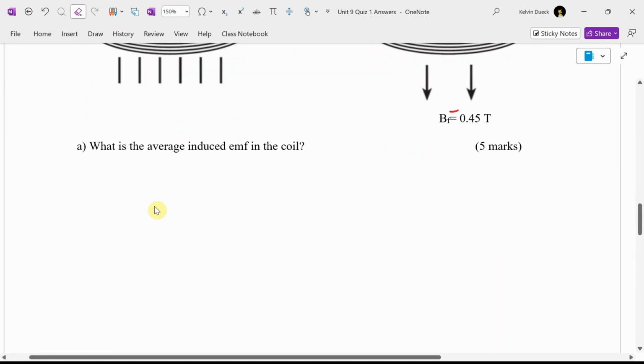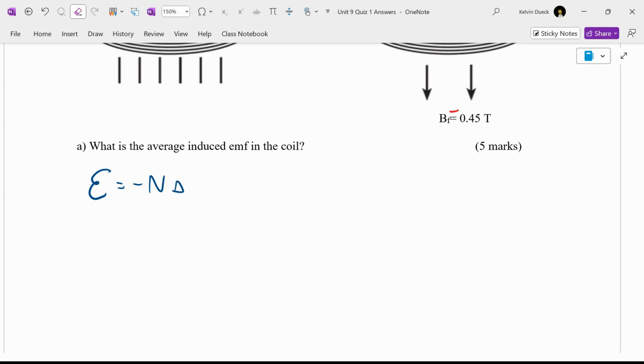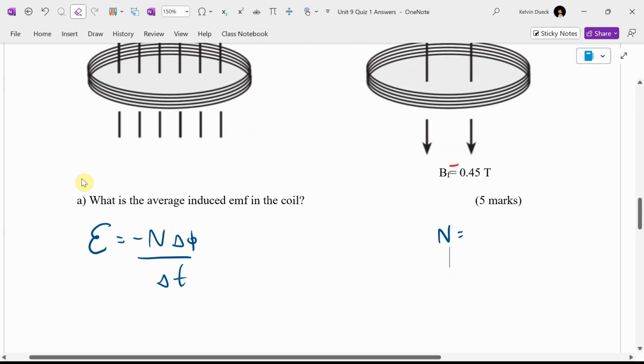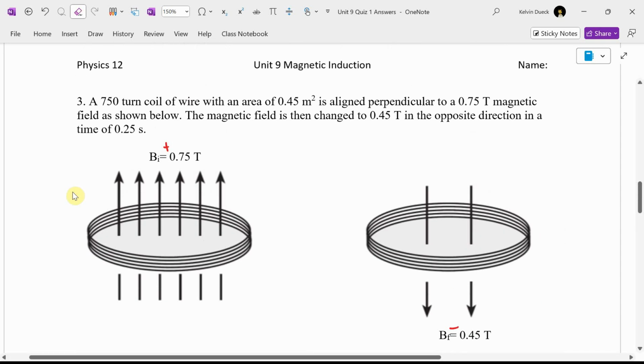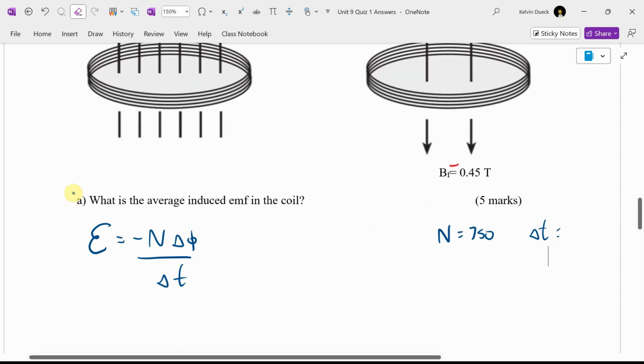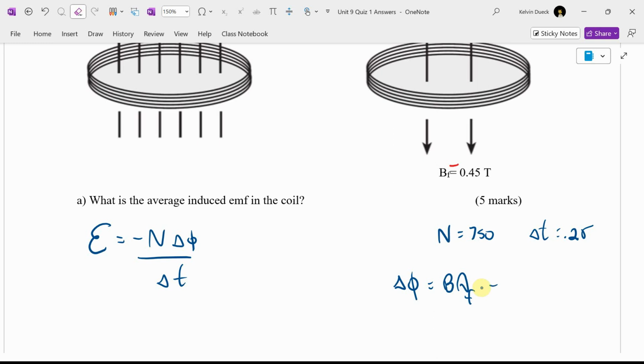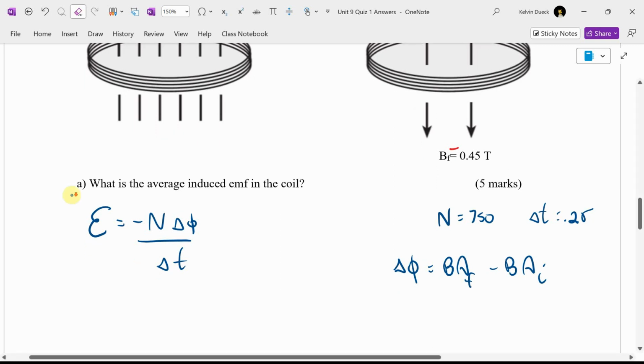It wants the average induced EMF in a coil. Again, I'm going to use Faraday's law, which is change in flux over change in time. Again, I'm going to make a quick list. This time N was 750, and this time the change in time was 0.25. But now I'm going to have to do a little more work. The change in flux is going to be final minus initial. What's changing isn't the area. What's changing, though, is the magnetic field.